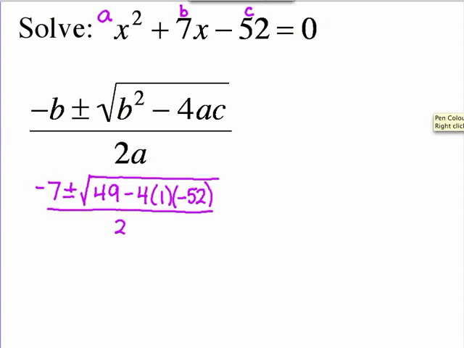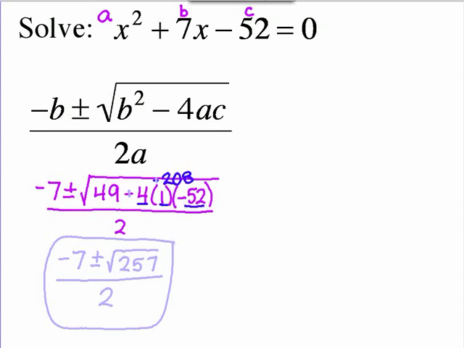So now what I need to do is multiply 4 times 1 times negative 52. And when you do that, you should get negative 208. So I end up having 49 minus negative 208, which is really 49 plus 208, which is the square root of what? 257. Because it was minus originally, and this was a negative 208, because the 52 is negative. Now, can you break 257 down? Nope, can't break it down, so this is your final answer.